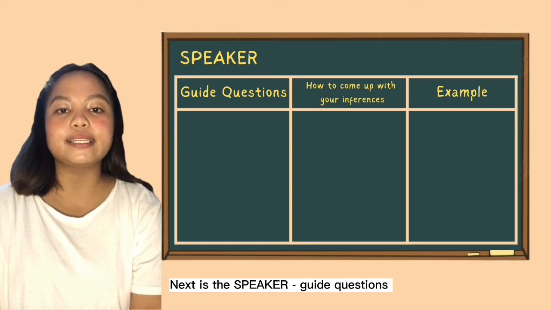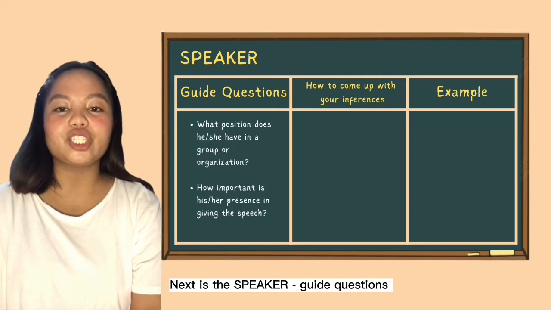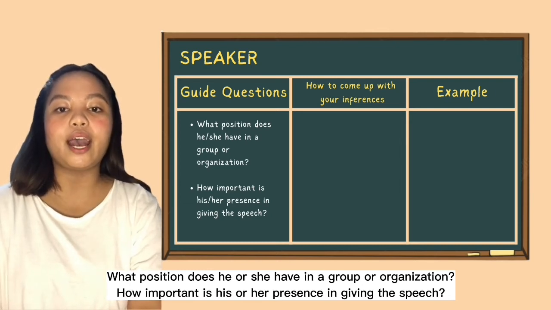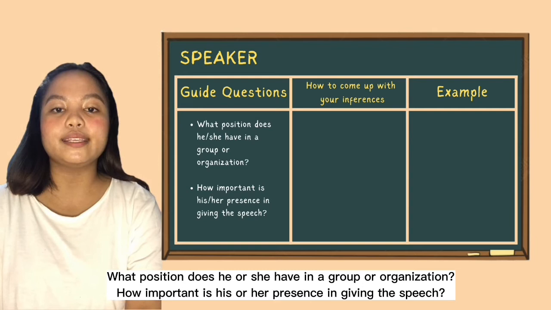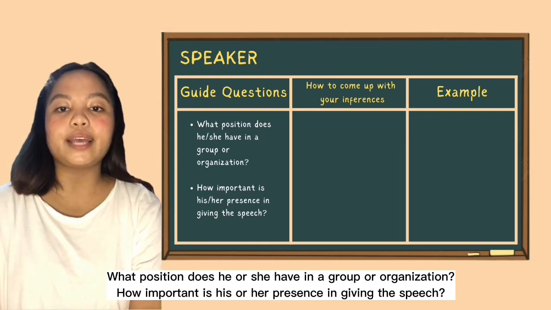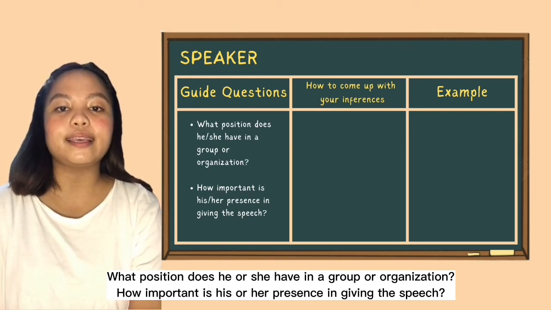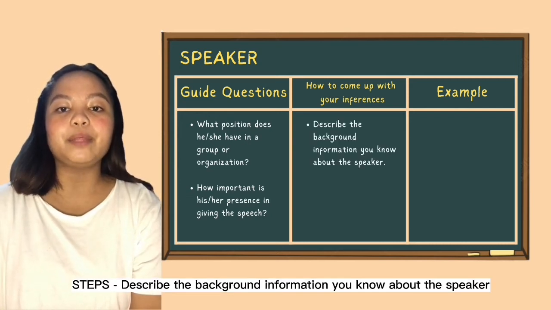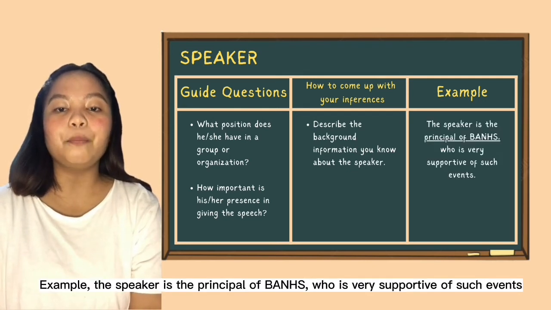Next is the speaker. Guide questions: What position does he or she have in a group or organization? How important is his or her presence in giving the speech? Steps: describe the background information you know about the speaker. Example: the speaker is the principal of BANHS who is very supportive of such events.